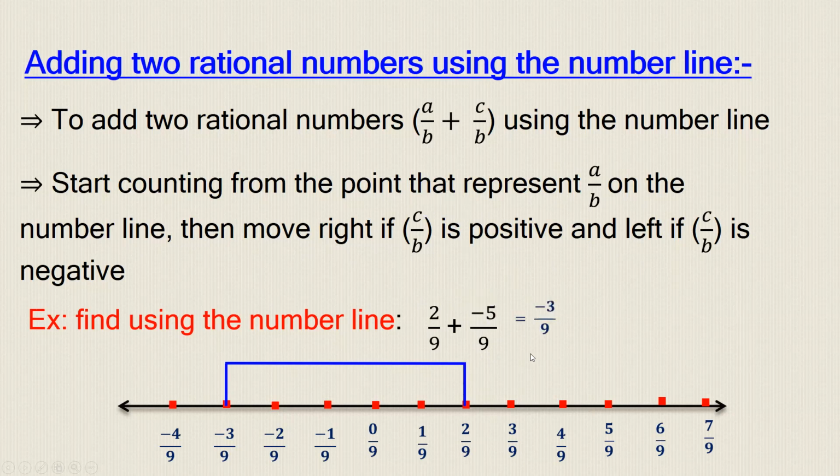The answer would be negative 3 over 9. Can I put it in the simplest form? I notice here negative 3 and 9 have a common number between them, 3. I will divide the numerator by 3 and then the denominator by 3. Negative 3 divided by 3 will be negative 1. 9 divided by 3 will be 3.